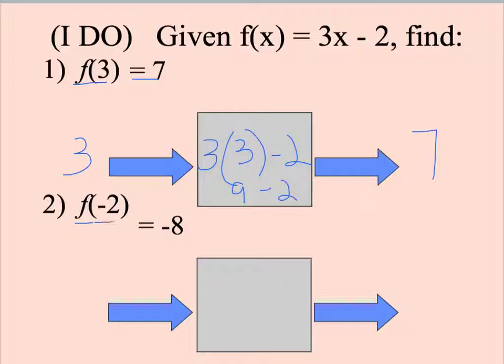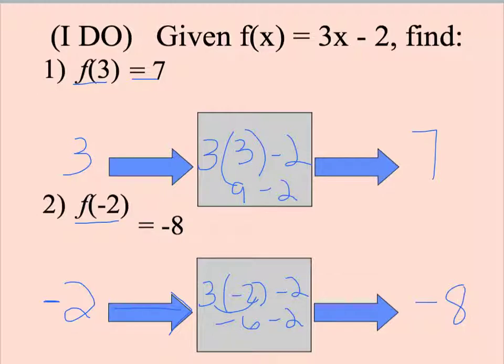Here I have f of negative 2. Negative 2 is my input. We're putting it in this little machine. Just think that it's doing something and going to produce an output. If I plug in negative 2, I have 3 times negative 2 minus 2, which is negative 8. So my input is negative 2, my output is negative 8.